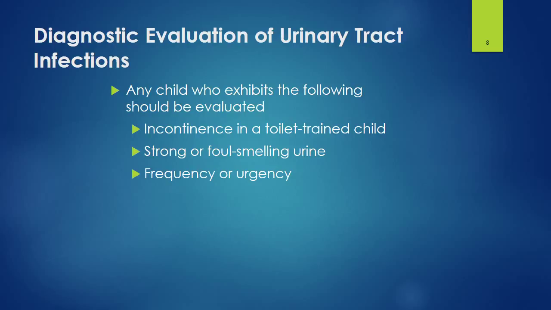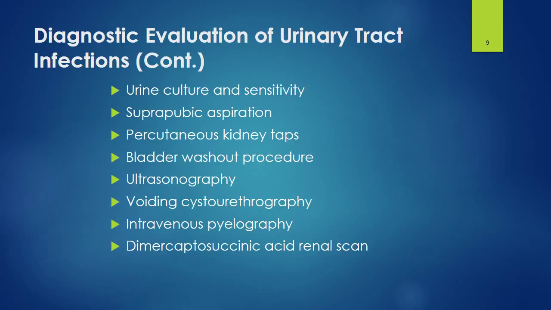A child should be evaluated for a urinary tract infection if there's a strong or foul-smelling urine, if there's frequency or urgency, or if a toilet-trained child is incontinent. Diagnostic tests for urinary tract infections include urine culture and sensitivity, suprapubic aspiration, percutaneous kidney taps, bladder washout procedure, ultrasonography, voiding cystourethrography, IV pyelography, and then renal scans.